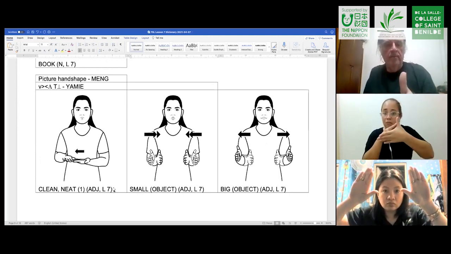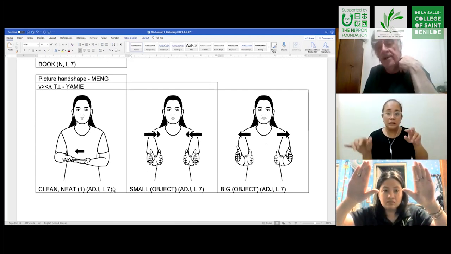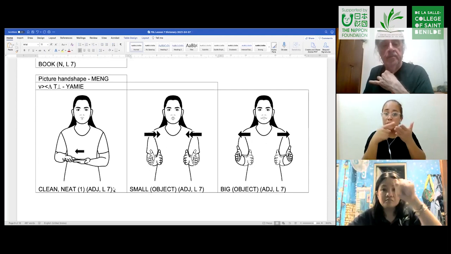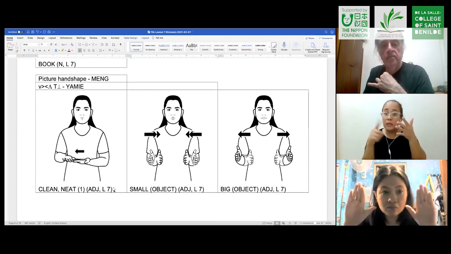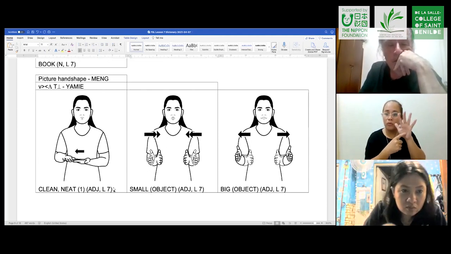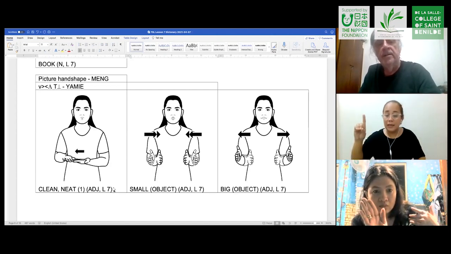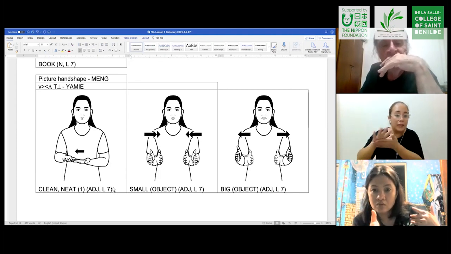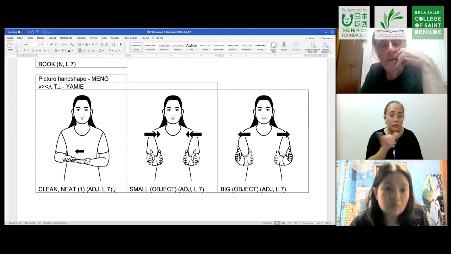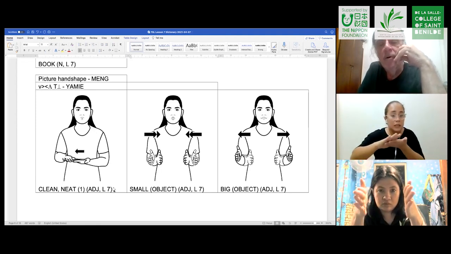Okay. Now, all of these signs have the same non-dominant, dominant, and non-dominant hand shape. So you'll need to look at orientation. You'll need to look at the orientation of the dominant hand in clean, small, and big. And small and big are going to be the same. So you only need to decide whether clean or small or big goes first.